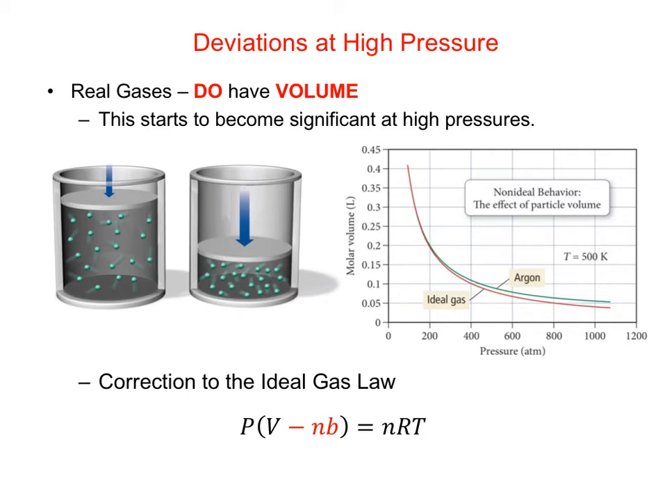Now, we can correct that by adding a small correction to the ideal gas law. And so this n is the same as the number of moles, and then the b is a correction factor that's specific to different gases. So different gases will take up different amounts of space. The molecules have different volumes, and so we have different correction factors for different gases.